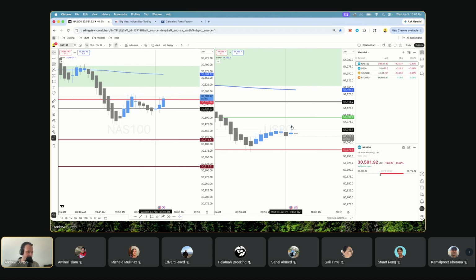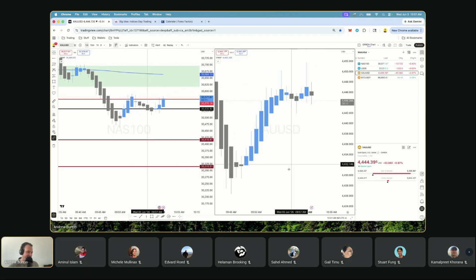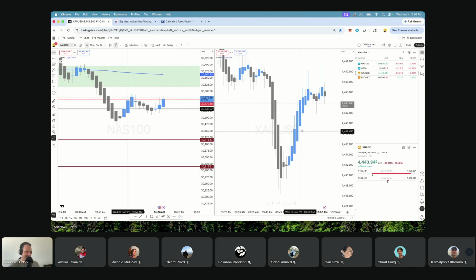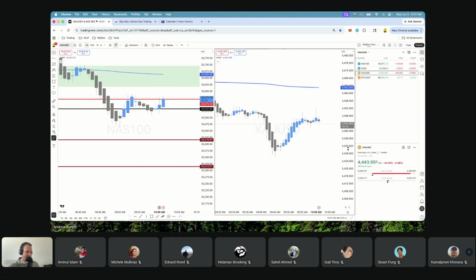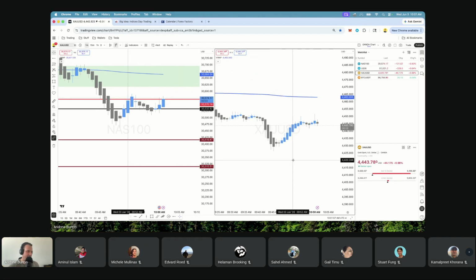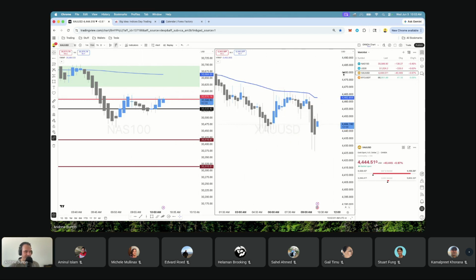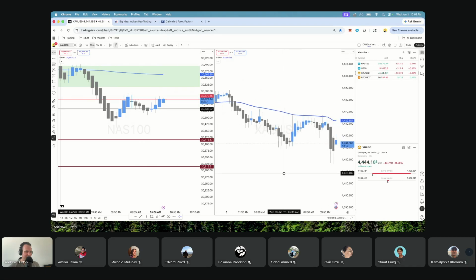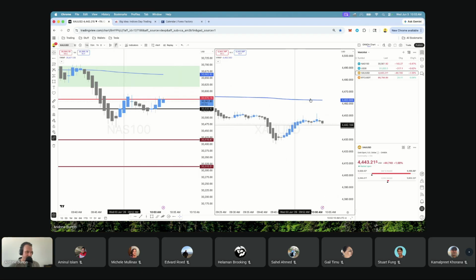US30 is just going sideways. Let's glance at gold right now. After that gold trade yesterday, I was like, I've got to start looking at gold. So gold kind of looks like the Nasdaq a little bit. I think overall it's a downtrend. Yep, and it's going sideways on the 1 minute chart. Just waiting.